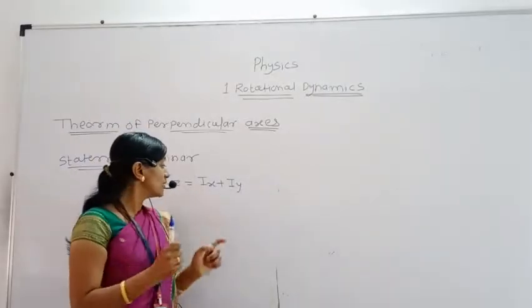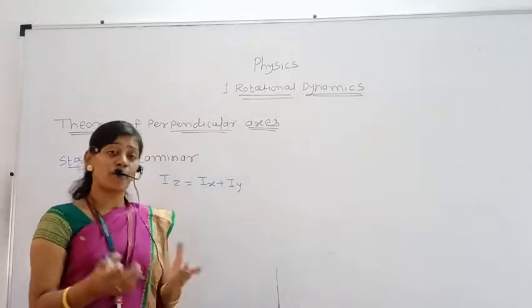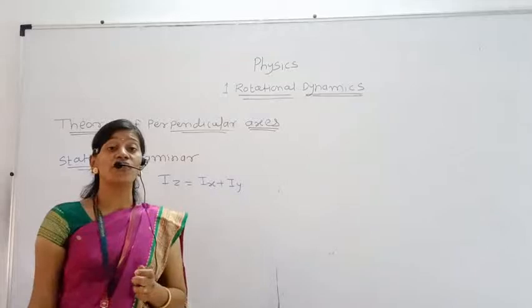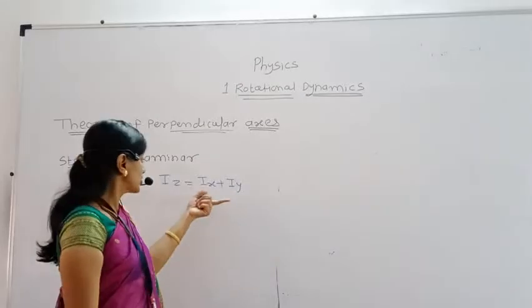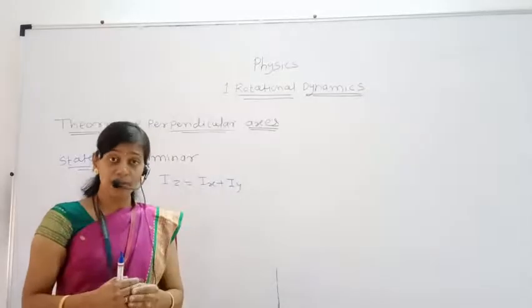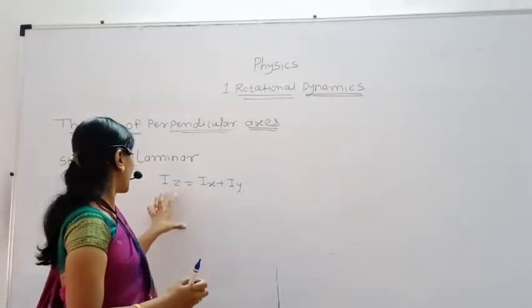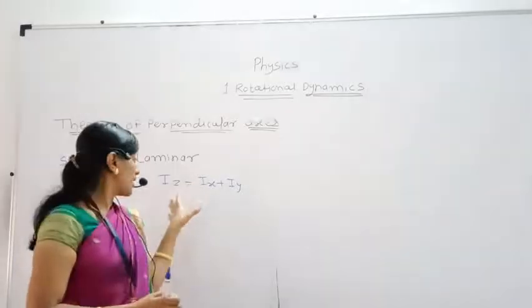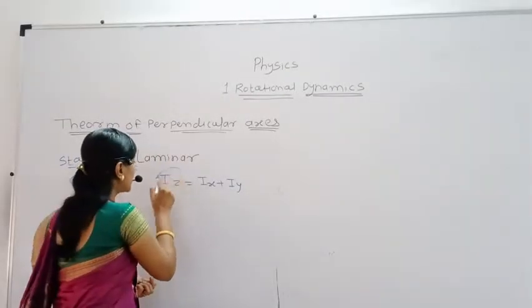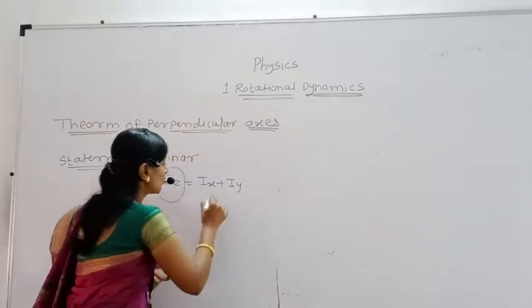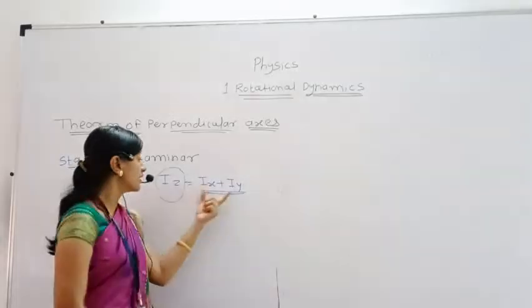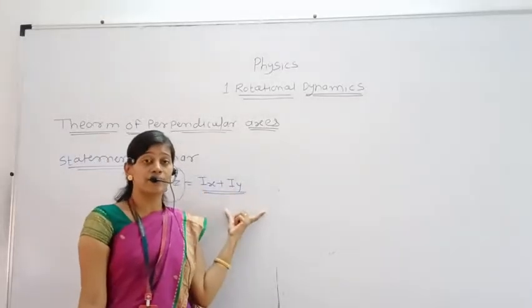Ix is the moment of inertia of a laminar body about the x axis. Iy is the moment of inertia of a laminar body about the y axis. These two axes are present in the plane. They are mutually perpendicular to each other, and Iz is perpendicular to the plane. So here the single one is equal to the sum of the other two. It is perpendicular to the plane, and those two are present in the plane.